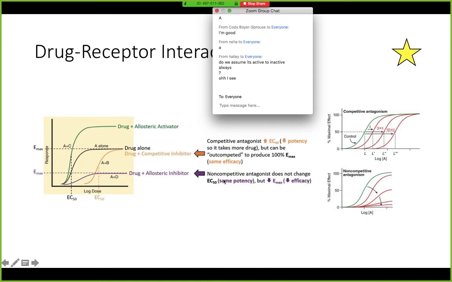So really, all you need to know here, to make it as simple as possible, is that with competitive antagonism, you're getting an increase in EC50 and the same efficacy. With non-competitive antagonism, the EC50 does not change, and you're getting a decrease in efficacy. So if you know what's here, I think you'll be fine with this question.